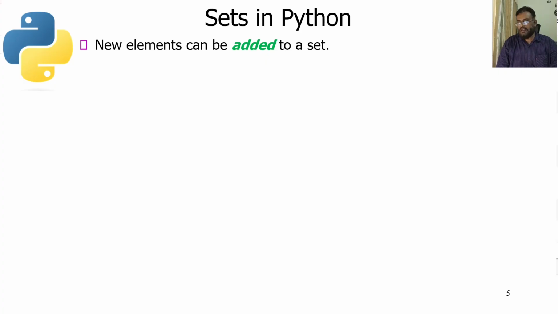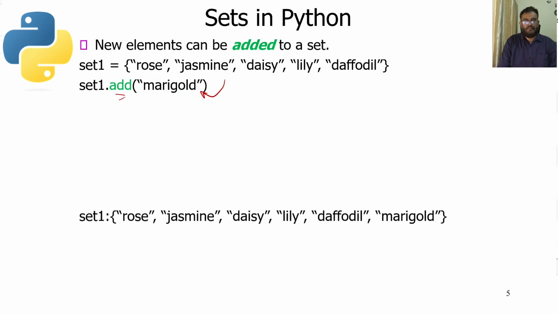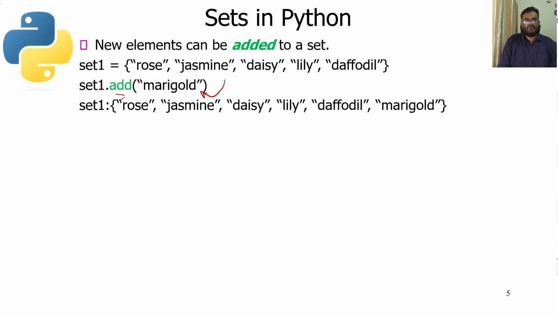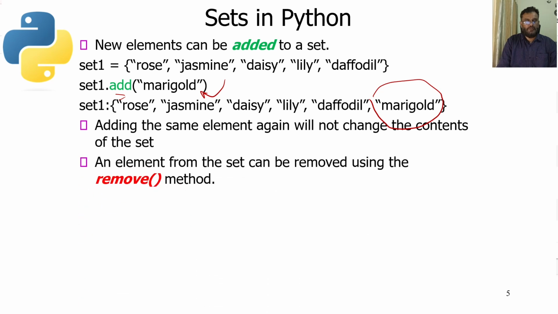New elements can be added in a set using the add command. For example, this is my set with which I am starting. If I want to add another element, I can make use of the add command and I can add another flower name. And now if I try to output this, then I will have the element marigold added in the set. Adding the same element again will not change the contents of the set because duplicates are not allowed in the case of a set.